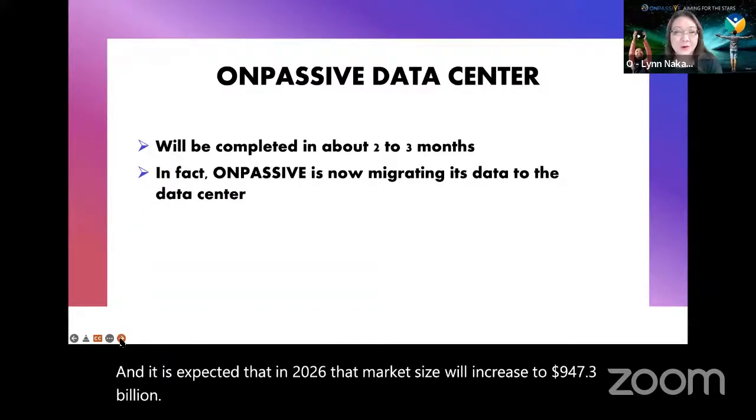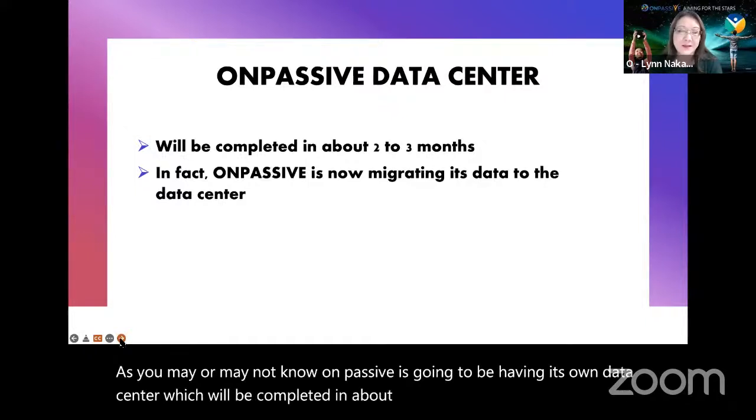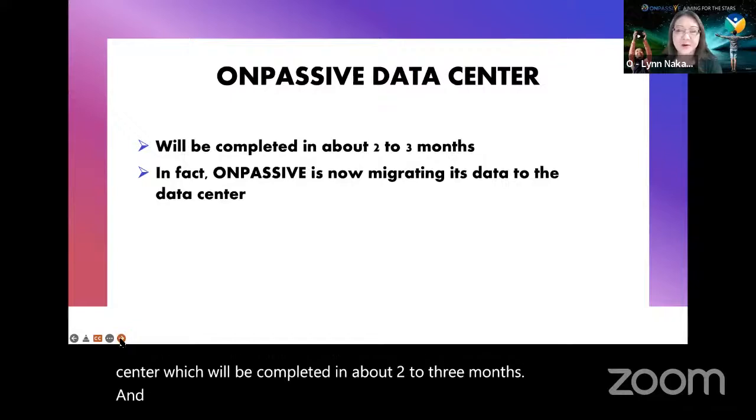As you may or may not know, OnPassive is going to be having its own data center, which will be completed in about 2 to 3 months. And in fact, OnPassive is currently migrating its data to the data center.